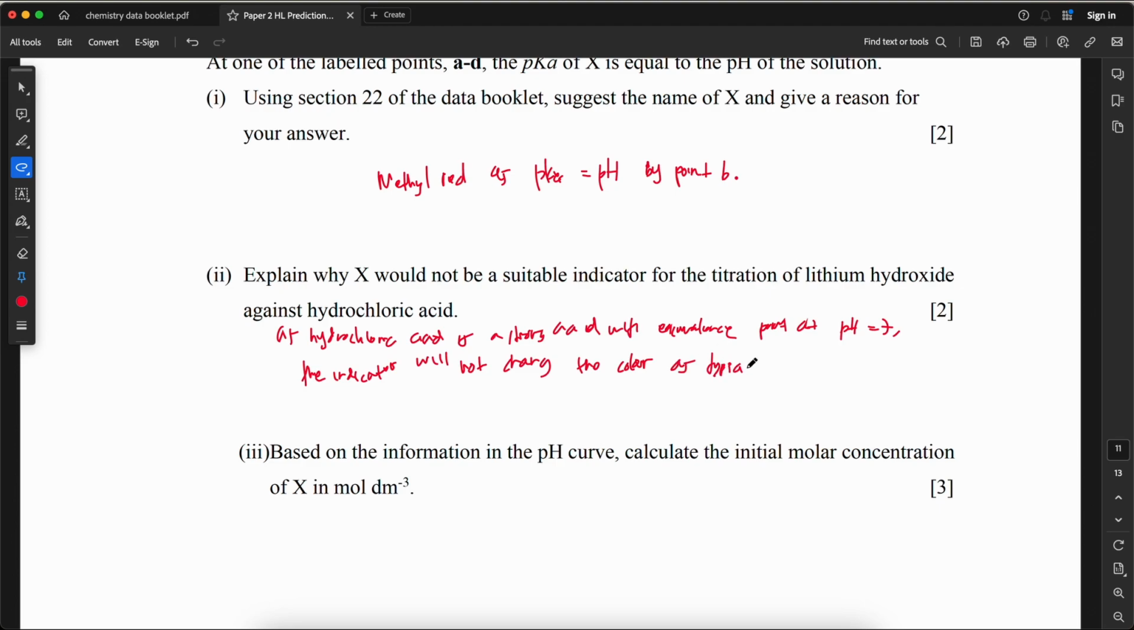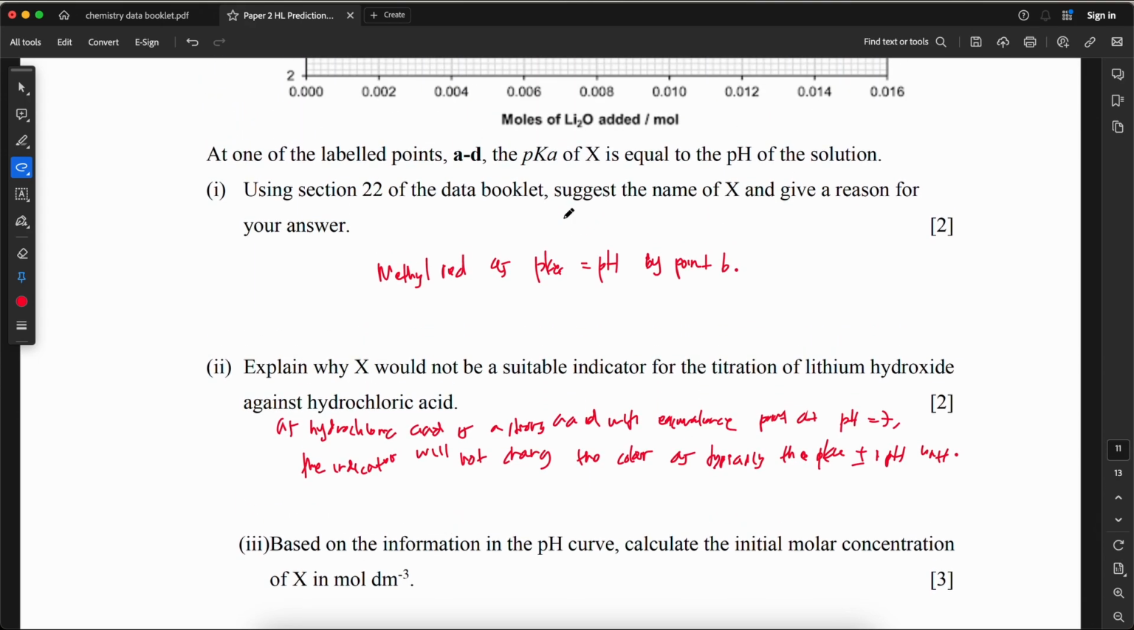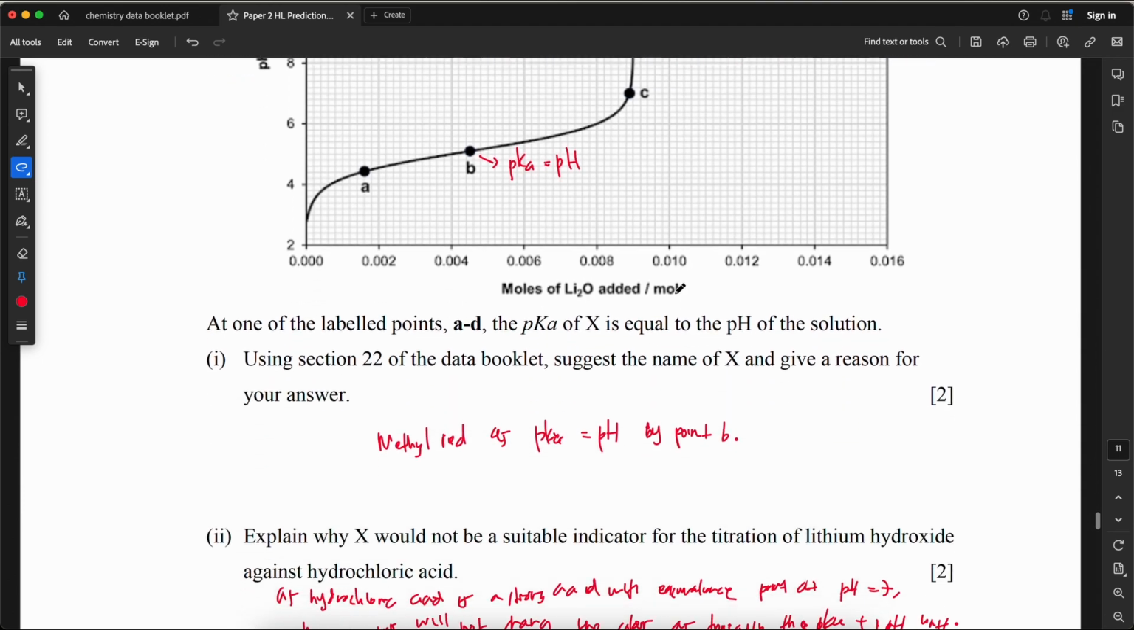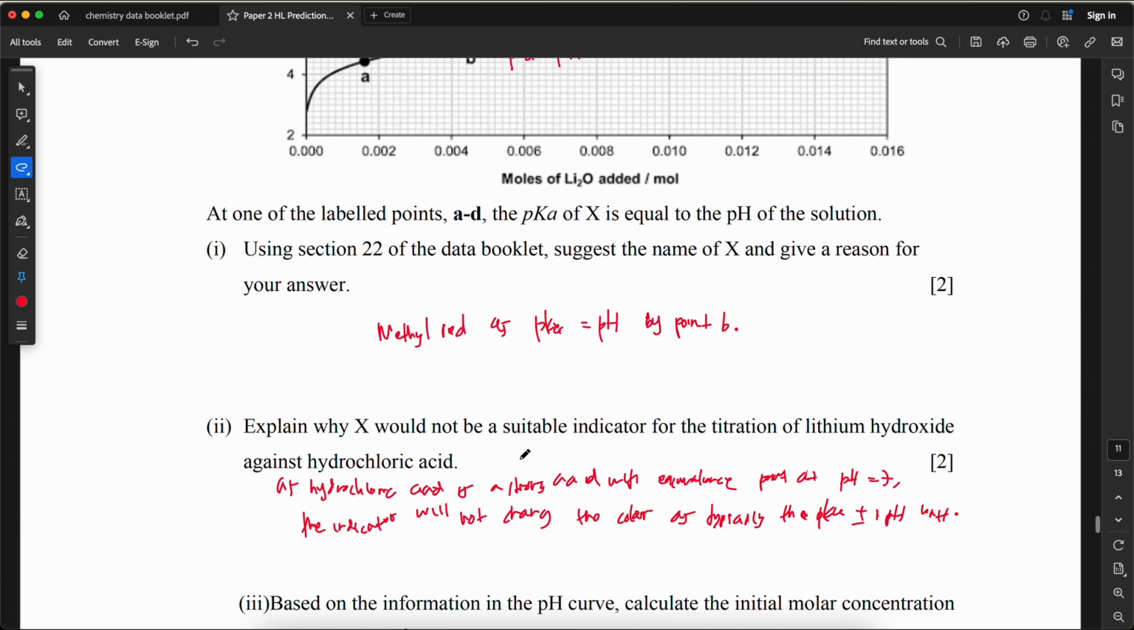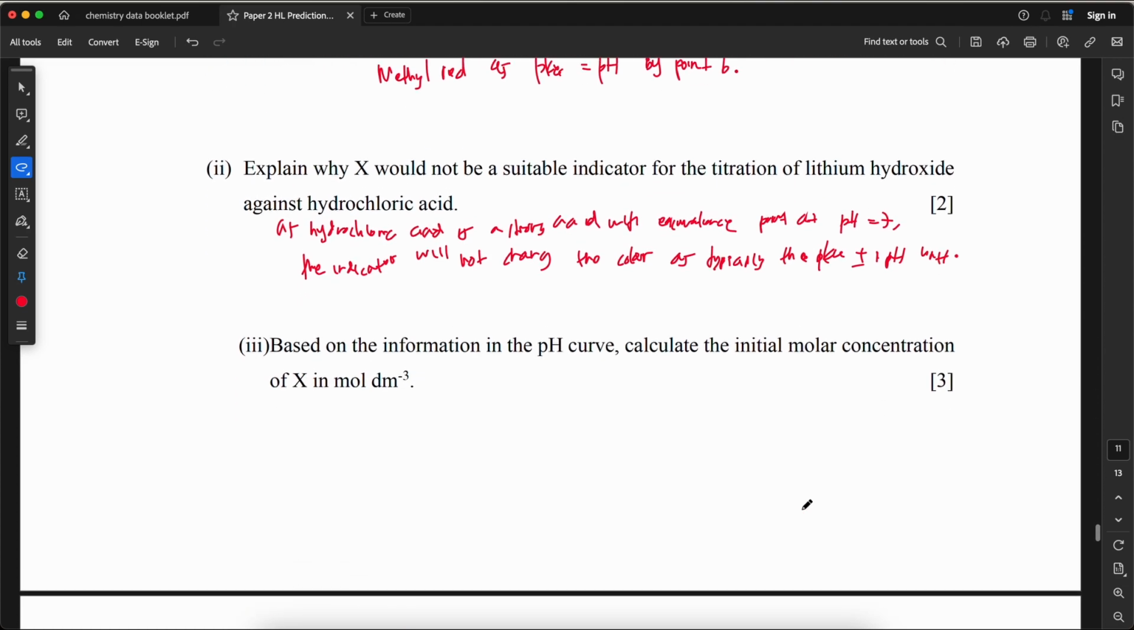as typically the pKa, it's plus minus 1 pH unit. So the color will change after, because when we use methyl red, the equivalence point is at 9 something, while for this new titration between the lithium hydroxide and hydrochloric acid, pH at 7, so there will be no color change because it's not suitable anymore.